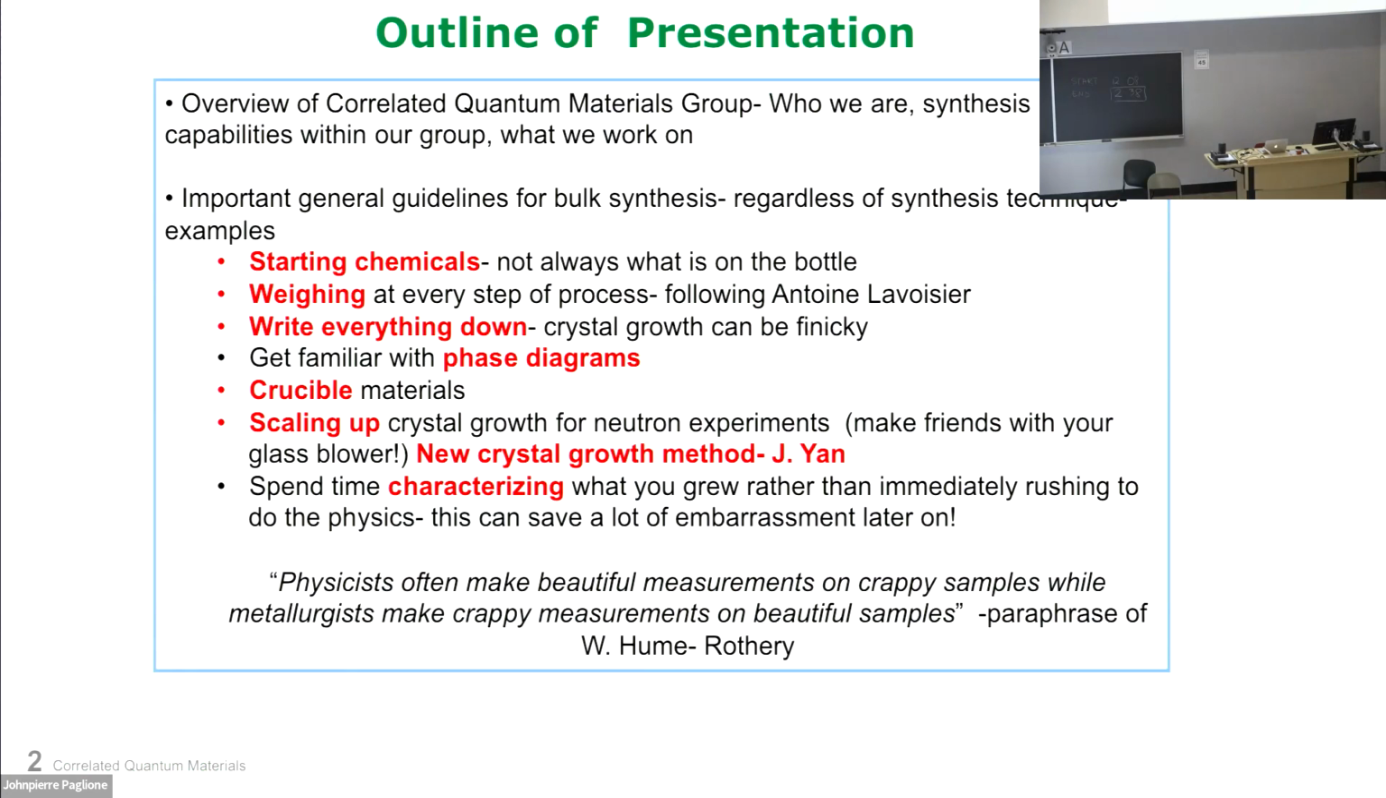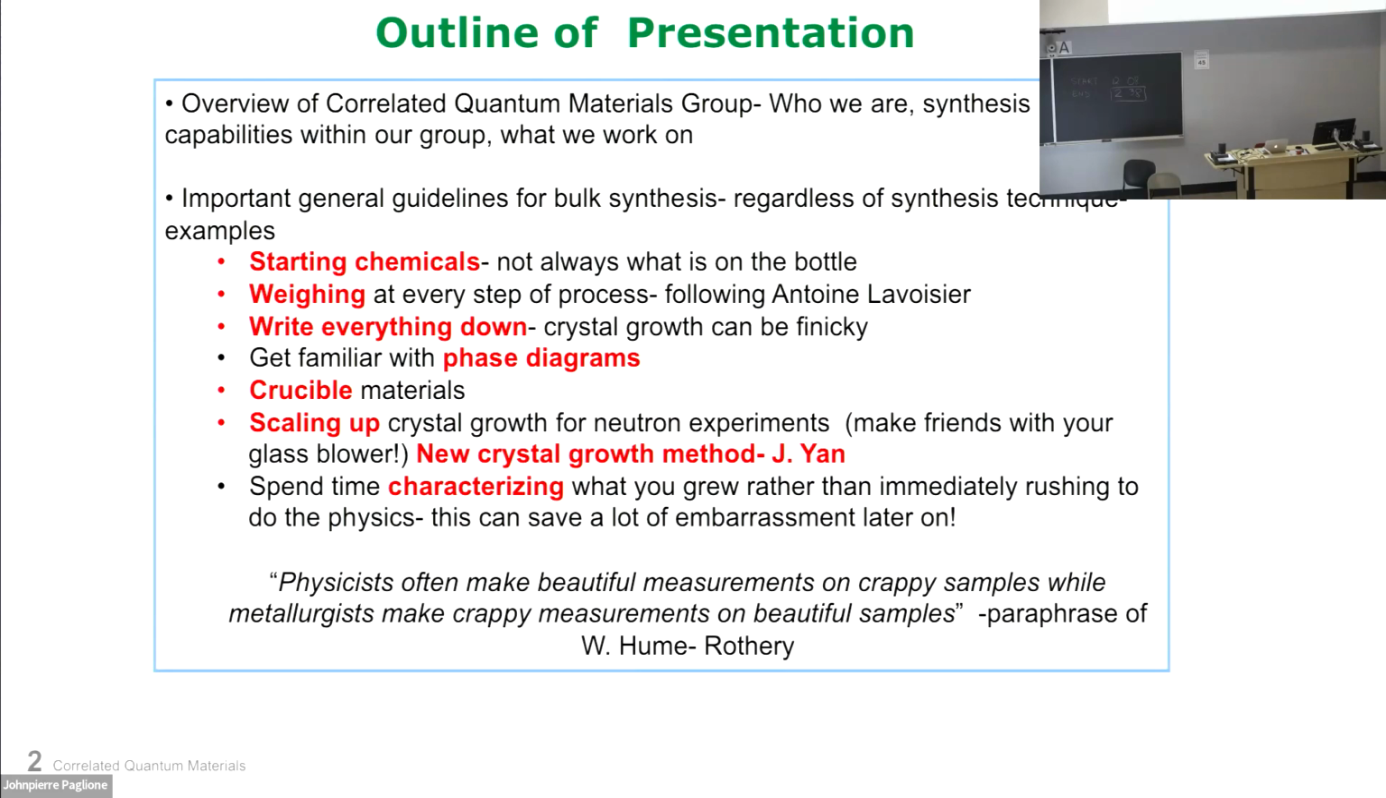So this is kind of the outline of what I'm going to cover in the next hour or so. I'll give you an overview of my group at Oak Ridge, the sort of things we work on, the capabilities that we have, so you have some idea of where I'm coming from. And then I'll go over some of the basic things that you have to consider if you're going to make a new compound, particularly one that's not been made before in single crystal form.